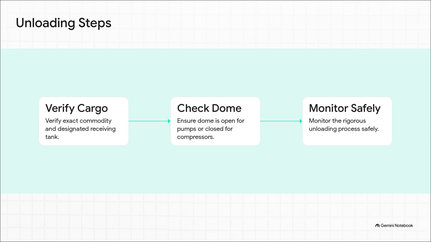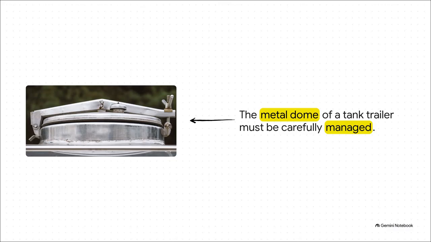If they forget, the vacuum pressure will literally crush the heavy metal walls of a $100,000 trailer inward like an empty soda can. On the flip side, if you use a compressor to push the liquid out, that dome better be perfectly sealed tight. A generic algorithm has no idea if the driver needs a pump or a compressor or if the facility even has the right fittings ready.